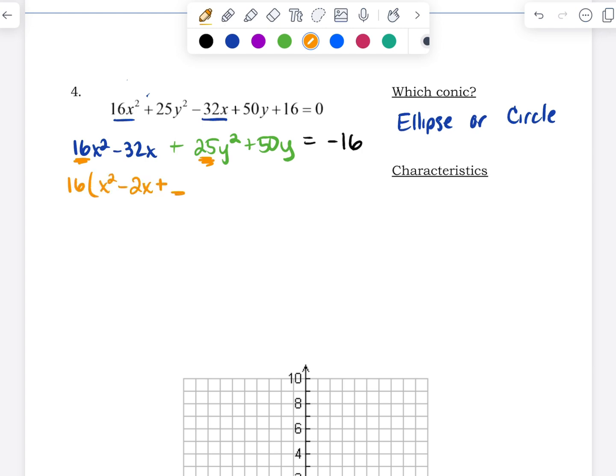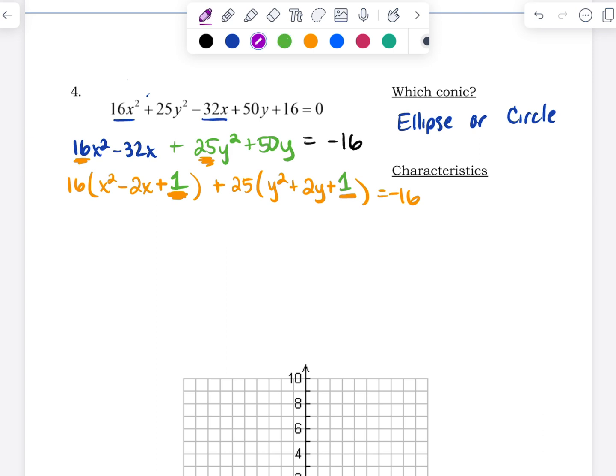But I still have a blank that I'm going to need to fill in. And then similarly, I'm going to factor out the 25. So I'm going to be left with y squared plus 2y plus, again, some sort of blank, I don't know yet, equals negative 16. All right, the blank part, not too bad. We're going to get 1 and 1, because 2 divided by 2 squared is just 1.